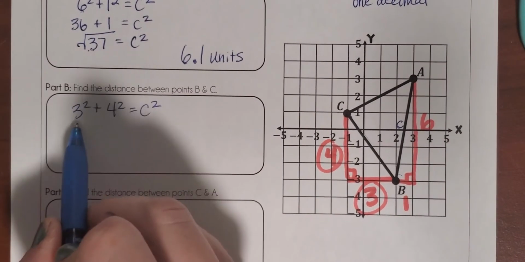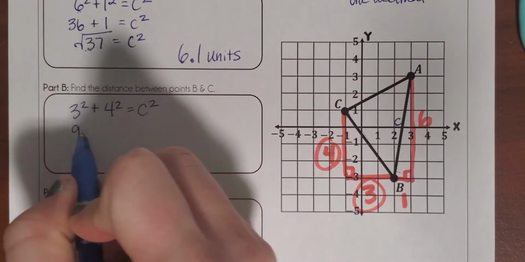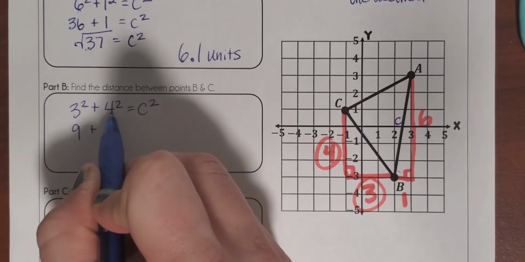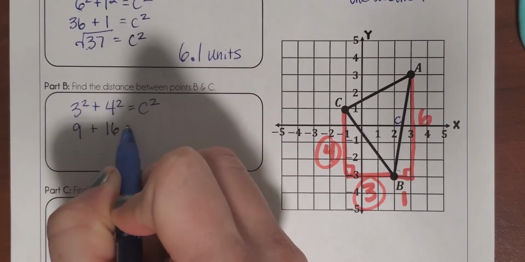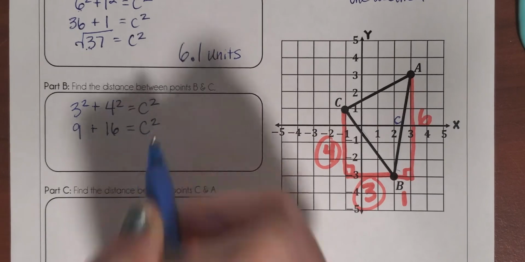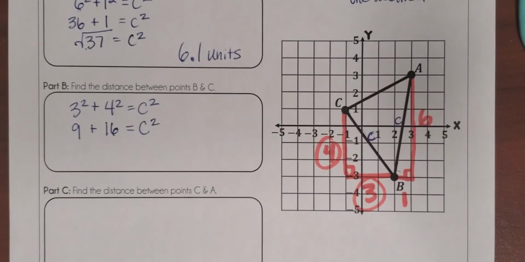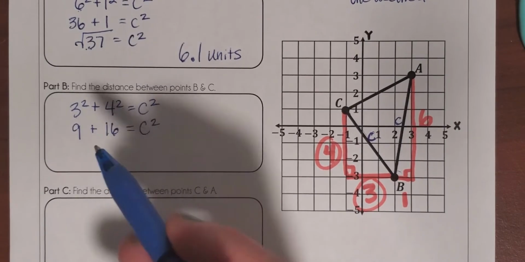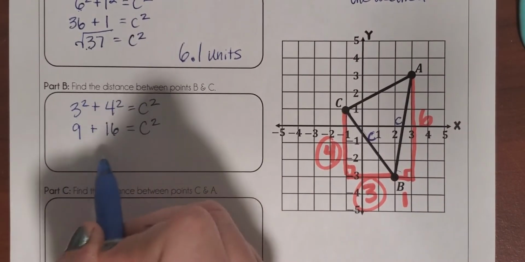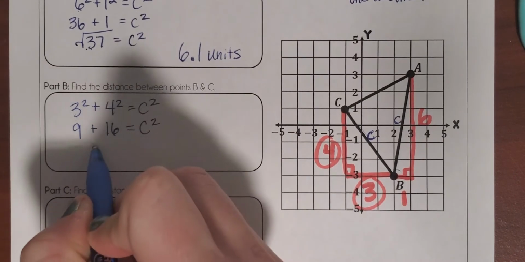When I simplify these down, 3 squared is the same thing as 9 because 3 times 3 is 9. 4 squared is 16. And then I have c squared again because I'm trying to figure out what this c is, or what the hypotenuse is. So I'm going to add up my numbers. 9 plus 16 is 25.